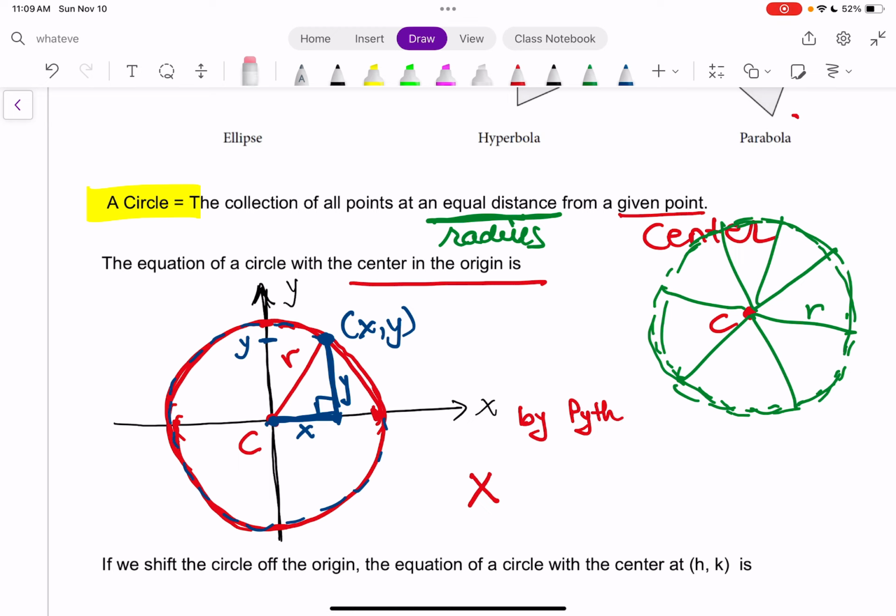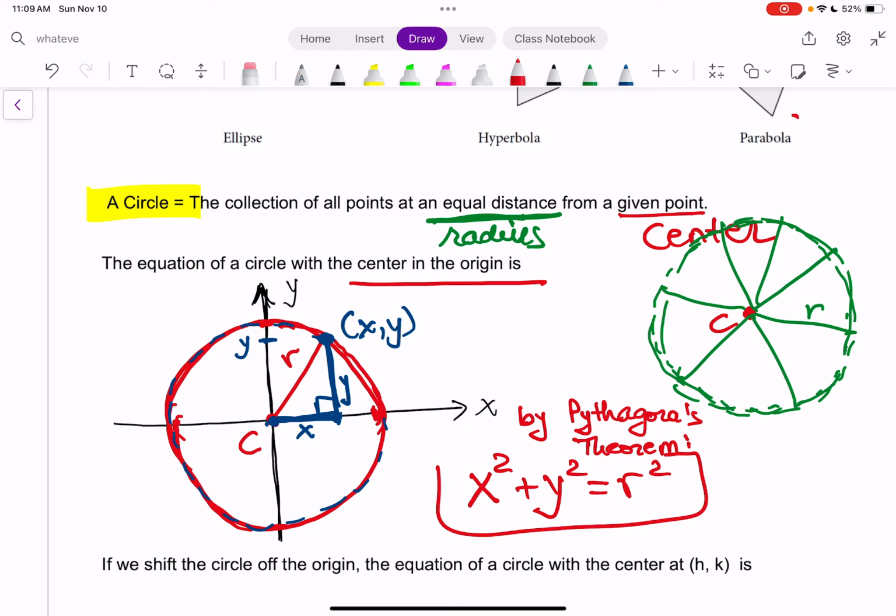So by Pythagoras theorem, which we reviewed back in the review chapter, x squared plus y squared is r squared. So one leg squared plus the other leg squared is the hypotenuse squared. So this happens to be the equation of a circle with center in the origin and radius r.